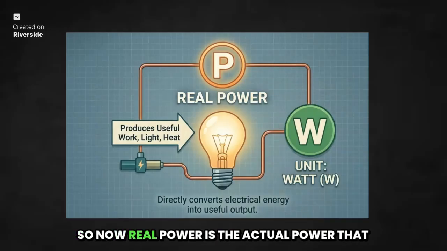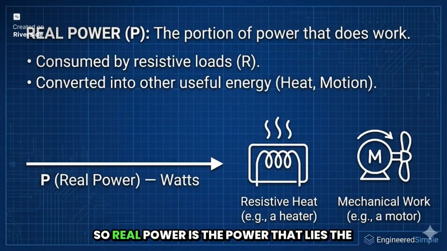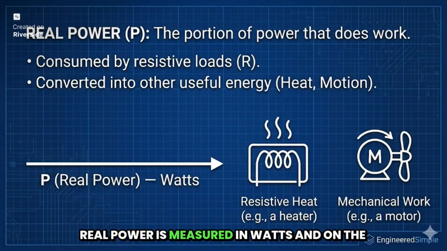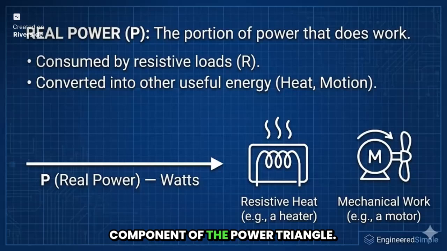Now, real power is the actual power that does the work. Real power is the power that lights the bulb, that heats your oven, that heats your iron, that turns the shaft of your motor. Real power is measured in watts, and on the power triangle, it's the horizontal component.